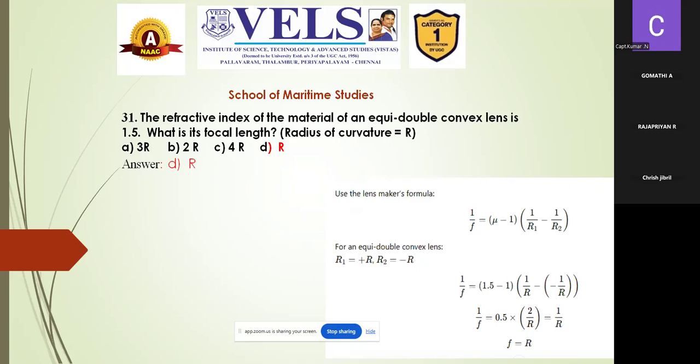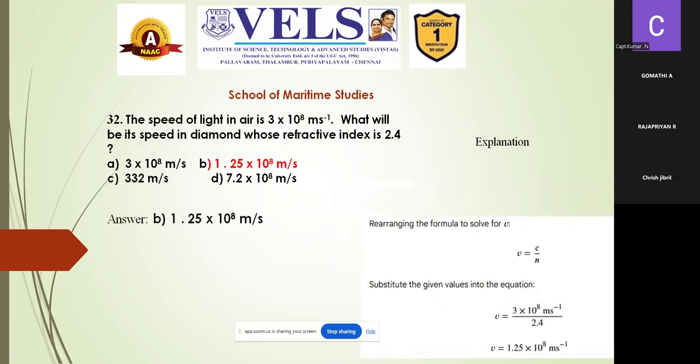So 1 by F is equal to 0.5 into 2 by R, which is equal to 1 by R. Finally, we got 1 by F is equal to 1 by R. So option D is the correct answer. The focal length is equal to R, the radius of curvature R.